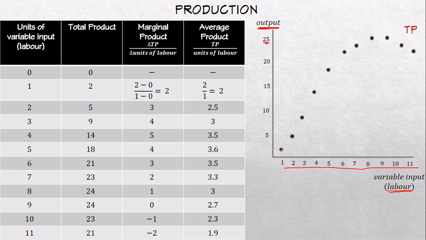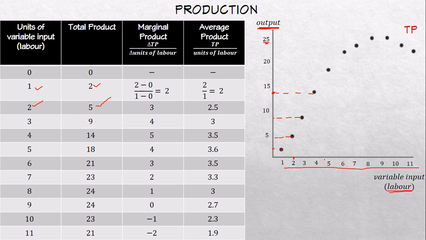So when the labor is 1, you check the corresponding total product. When labor is 1, the total product is 2. Now when the labor is 2, I have 5, so I map it to output of 5. When the labor is 3, the output is 9. When the labor is 4, I get the output to be 14. So there is 14 over here.